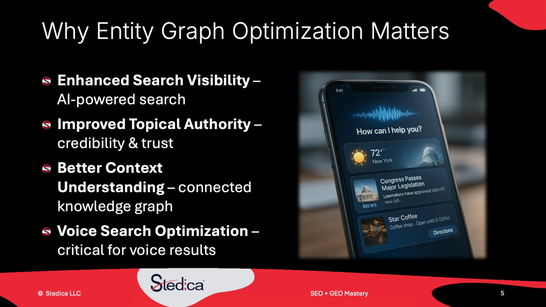Why this matters. Enhance search visibility: entities are used in AI-powered search like Google SGE and Bing Copilot. Improved topical authority: search engines see your content as more reliable when it's connected to recognized entities. Better context understanding: your content becomes part of a connected knowledge graph. Voice search optimization: entities are essential for voice-based search results.